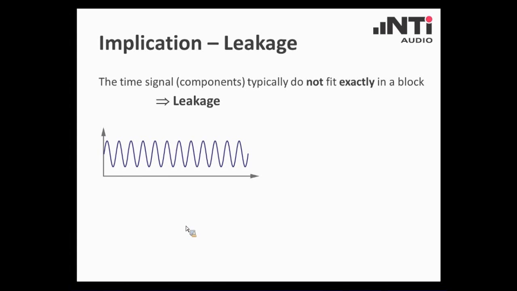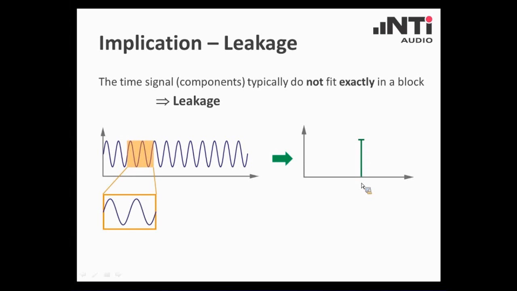There's another, a little bit more complex implication of this FFT acquisition, and that is called leakage. And it has to do with the fact that our periodic time signal, or its components, typically do not fit exactly in a FFT block. Let me explain that here on the sketch. Let's assume we have a perfect sine signal. We would assume that the FFT spectrum of that sine signal gives us a clear bin here at the corresponding frequency. However, this is not always the case. And why?